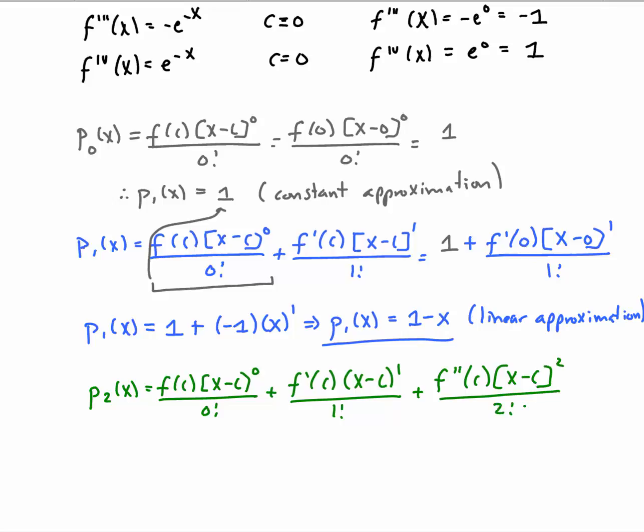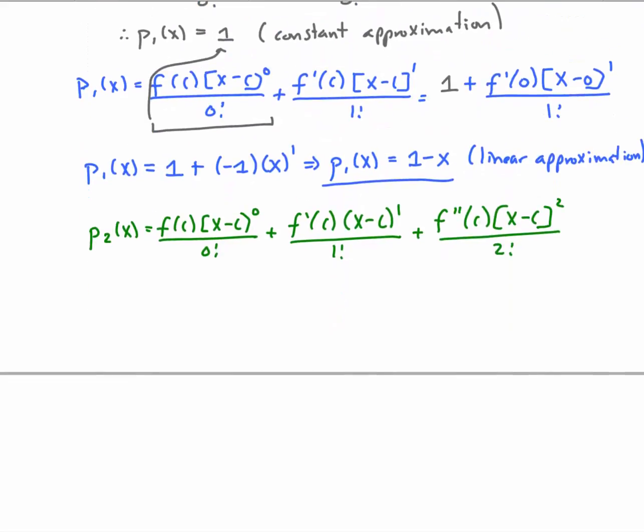Now the reason I keep writing this out over and over again is pretty soon we're going to have to start seeing a pattern here, and it's easier to see the pattern if you see it written out. If you skip any steps, the pattern is harder to materialize. So P2 of x is equal, we know from up above, f of c times (x minus c) to the 0, plus the first derivative, this group right here, this is just equal to P1 of x. So that's just equal to 1 minus x.